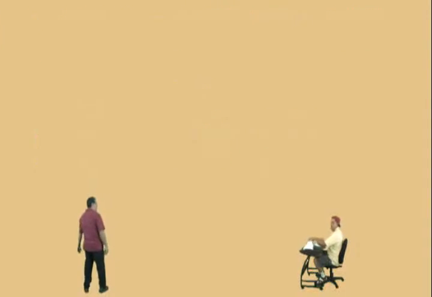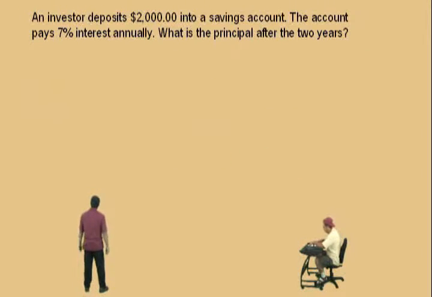All right, Charlie, let's do another one. An investor deposits $2,000 into a savings account. The account pays 7% interest annually. What is the principal after 2 years? Now be careful with this one. Now notice, Charlie, it's every 2 years, but there is 7% interest paid annually. That means every year we have to calculate the interest. And because we're putting the money into an account for 2 years, we have to do 2 calculations, one after the first year and then one after the second year.